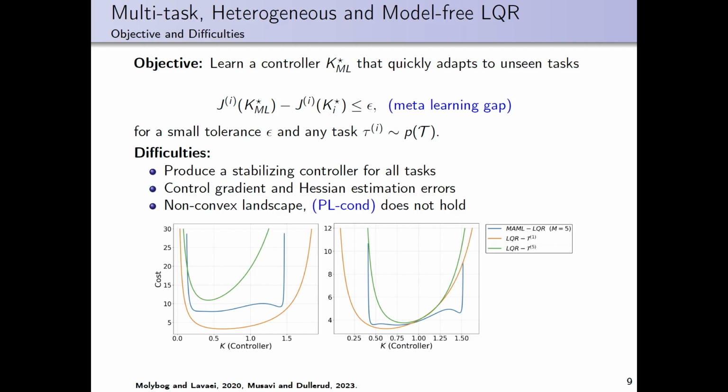Just to illustrate this, if you have a scalar instance of LQR, which in this case is actually convex, here in green and orange is the LQR cost. Even for the simple instance, the MAML is highly non-convex, okay? And this is due to the heterogeneity across the tasks.